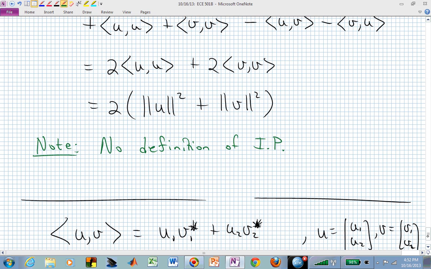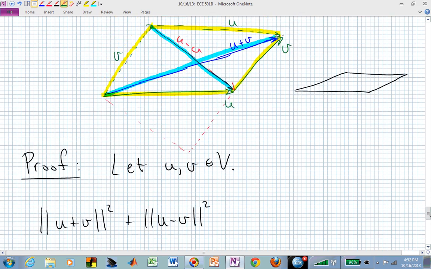Again, I think I tried to draw the parallelogram up here. So this is now u, and this is u. And this is now v and v. Where this is u plus v, and this vector is u minus v.